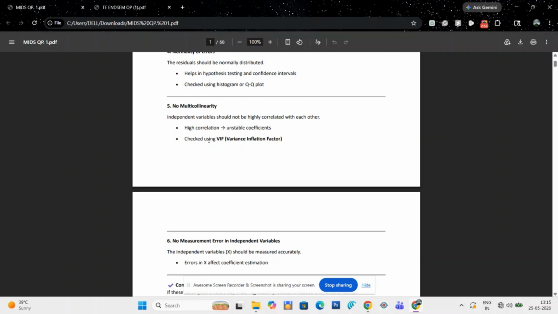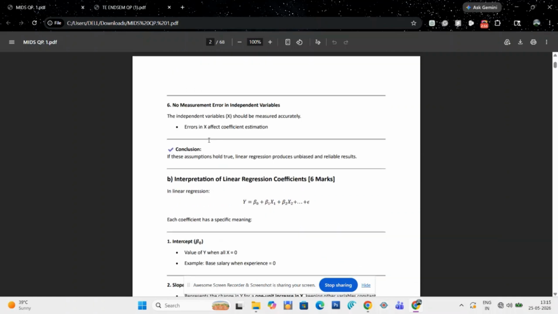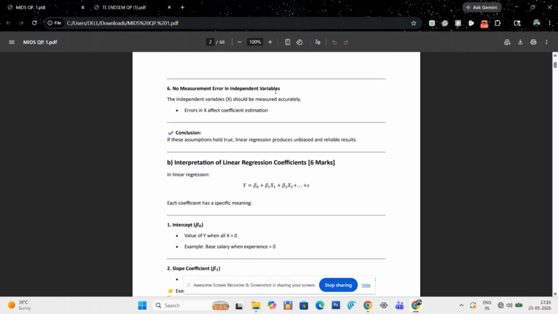The sixth point is no measurement error in the independent variable. The independent variable x should be measured accurately, because error in x affects coefficient estimation. So that's the overall assumptions. The conclusion is, if these assumptions hold true, linear regression produces unbiased and reliable results. Unbiased means without systematic error, so they reduce the error and give reliable results and impactful insights.